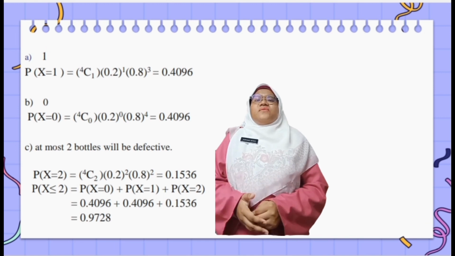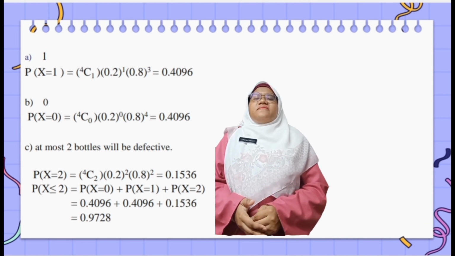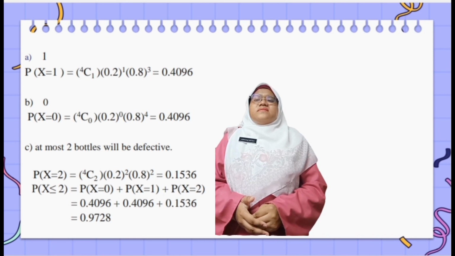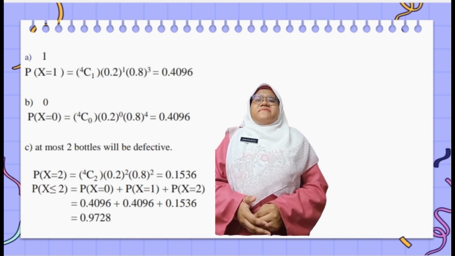Third, for question C, the question asks that at most 2 bottles will be defective. Firstly, we need to work out the probability of 2. So, the value of 2 must be substituted into the formula, and it will be 4C2 times 0.2 to the power of 2 times 0.8 to the power of 2, and it will give the answer 0.1536.